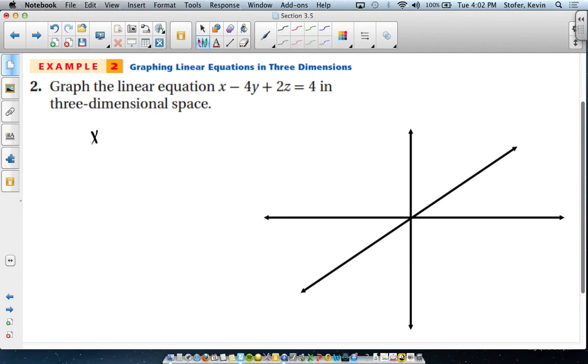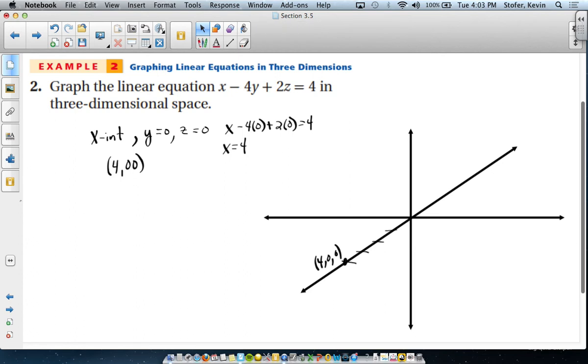To find the x-intercept, ask yourself what has to be 0? Well, y has to be 0, and z has to be 0. So when those are zeros, I'm going to have x minus 4 times 0 plus 2 times 0 equals 4. Those will drop out. X would equal 4. So I'm going to have one coordinate at 4, 0, 0. So let's go ahead and graph that. So I'm going to come forward 4 units: 1, 2, 3, 4. About like so. All right, so there's 4, 0, 0.